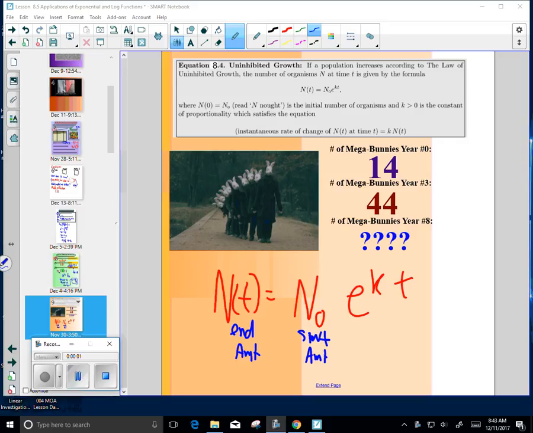All right? So when we look at any exponential growth, we have a starting amount, we have an ending amount, and then t is the time. And time could be number of rolls, number of years, could be a number of things.